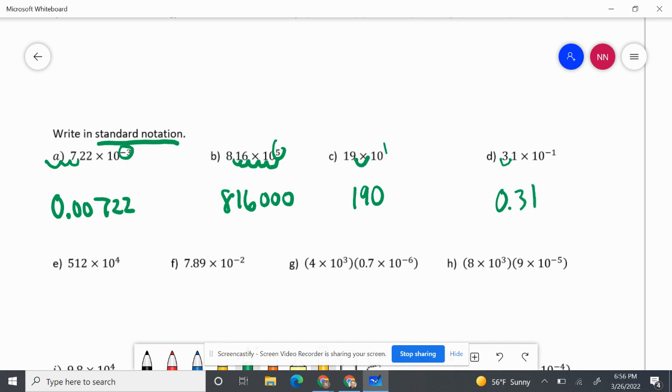Let's look at letter H. We're going to multiply the 8 times the 9, which is 72. We're going to add the exponents. 3 plus negative 5 gives us negative 2. Negative means it's a small number, so we move it 2 to the left, 1, 2, making it a smaller number. So that would be 0.72.